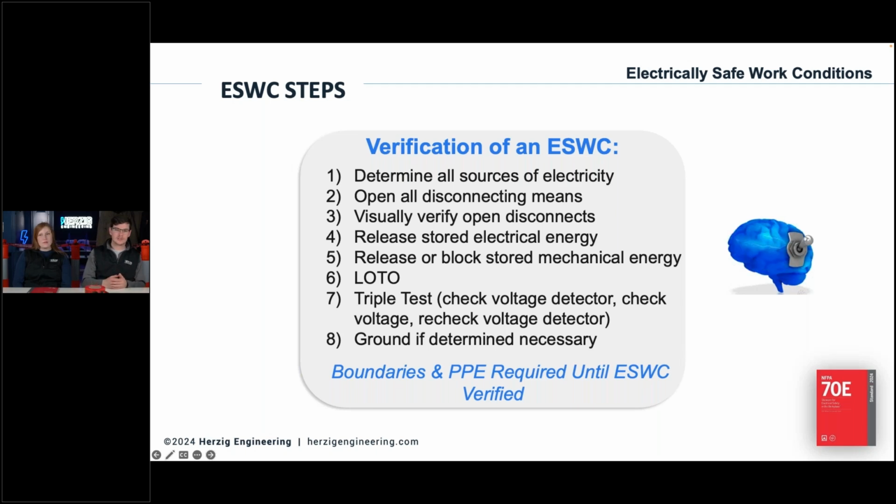Then test: use your live-dead-live test with the proper meter. Check all sources at all points of work, which is a change in the 2024 edition. Where are you going to stick your hands? Make sure it's dead there and make sure your meter's actually working. Don't trust that 0 is actually 0. You've got to verify it. And then number 8, the last step, is ground if you determine it necessary. Temporary grounds. So until you can complete these steps, boundaries and PPE are still required to be established and utilized. So again, you're shutting it off and making it a safe work condition.